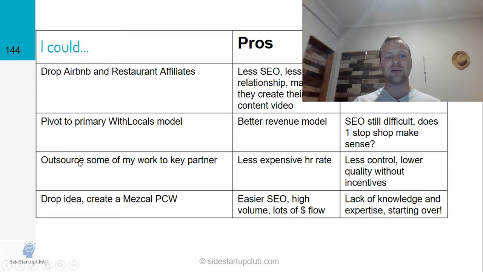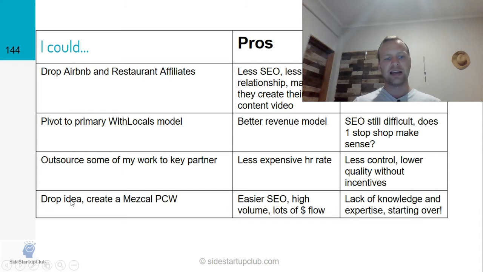And what if I outsource some of the work to my key partner and I pay him an hourly rate and give them a little bit of incentive so that they have some skin in the game? I can get a lot of the tasks off my plate at not a huge increase to my costs.